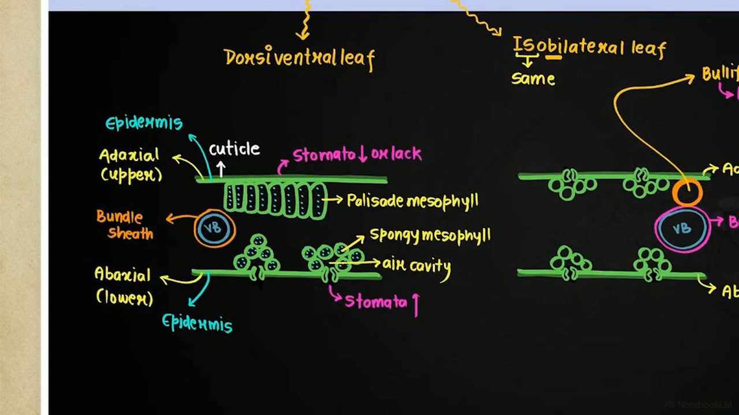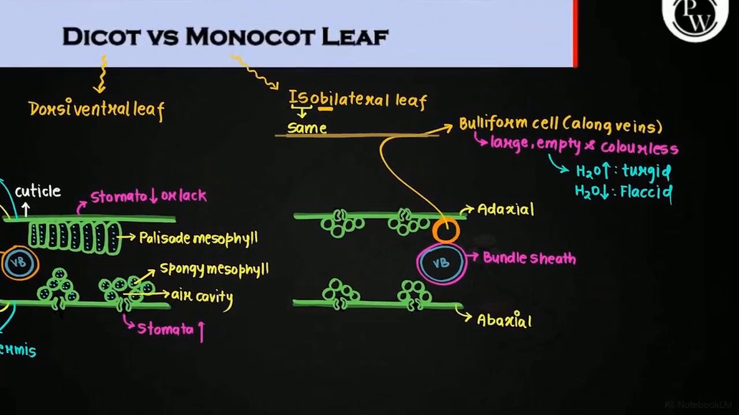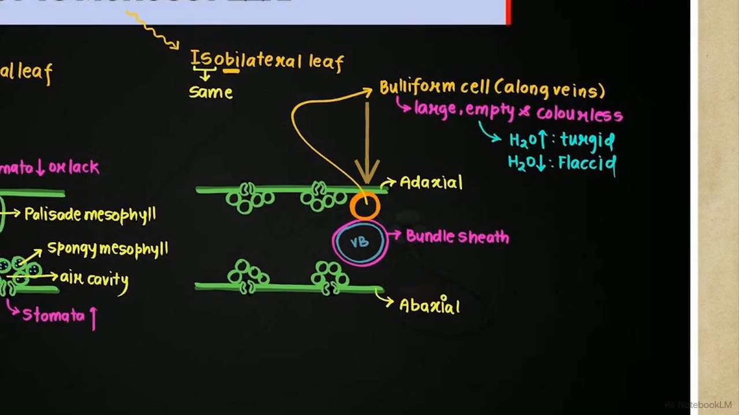Because the upper surface receives direct sunlight, the leaf restricts its stomata primarily to the lower abaxial epidermis to prevent excessive water loss. Monocot or isobilateral leaves generally grow vertically. As shown on the right, the mesophyll cells are uniform and stomata are distributed on both surfaces. They also feature specialized empty bulliform cells that can cause the leaf to roll inward during a drought.